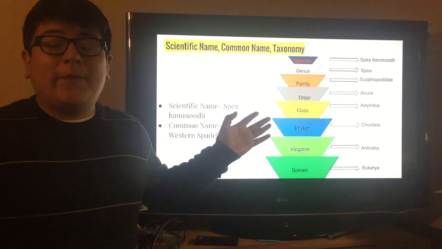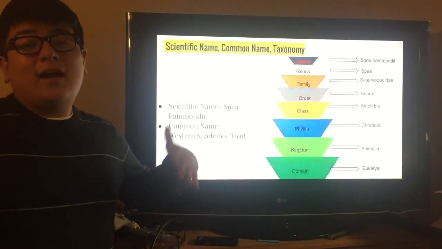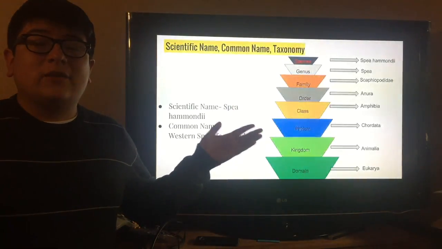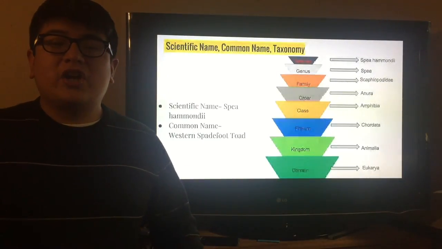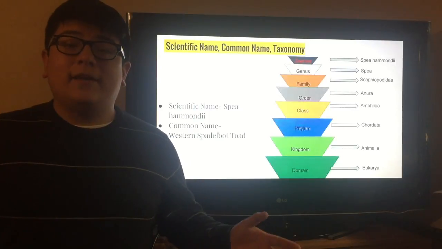So the scientific name of the Western Spadefoot Toad is Spea hammondii, and its common name, as I said before, is the Western Spadefoot Toad. And the reason for this is because it contains a projection that looks like a spade.